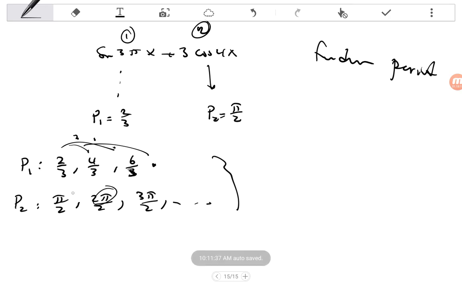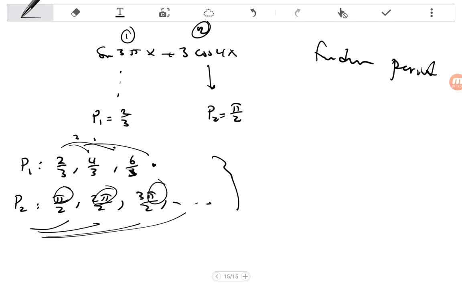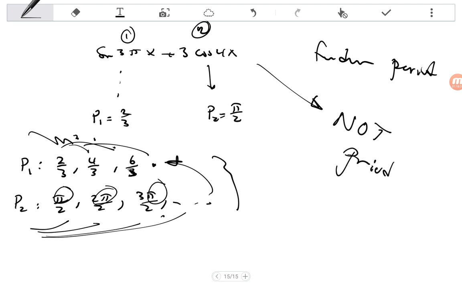Never. Why? Because it is multiplied by pi. Whenever I multiply by an integer multiple, in this case, I will never reach one of these. So in this case, this function is not periodic. Why? Because there is no LCM between these two. So the function is non-periodic.